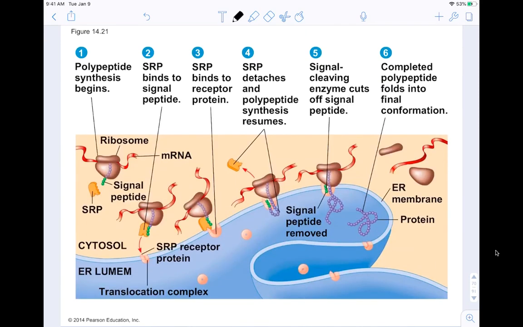So this is how that overall process happens. You have the polypeptide synthesis beginning. The SRP binds to the signal peptide. The SRP binds to the receptor protein. The SRP detaches, and the polypeptide synthesis resumes. The signal cleaving enzyme cuts off the signal peptide, and you have the completed polypeptide. It's going to fold into its final conformation.